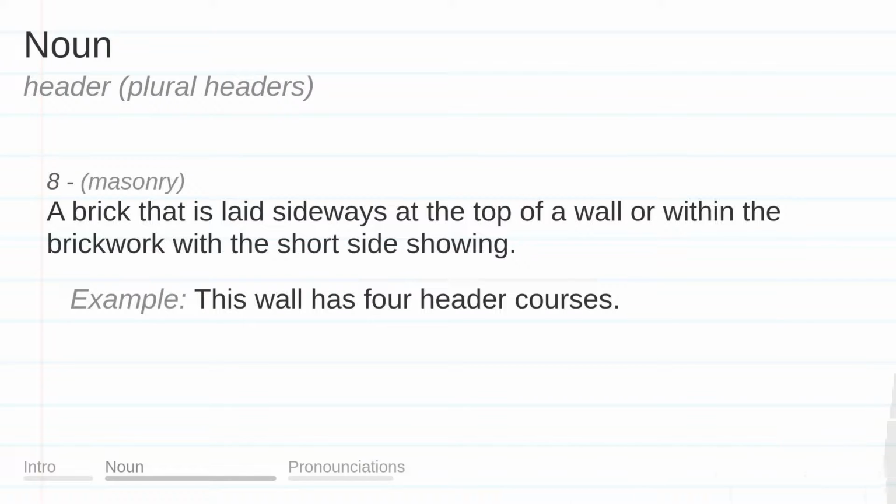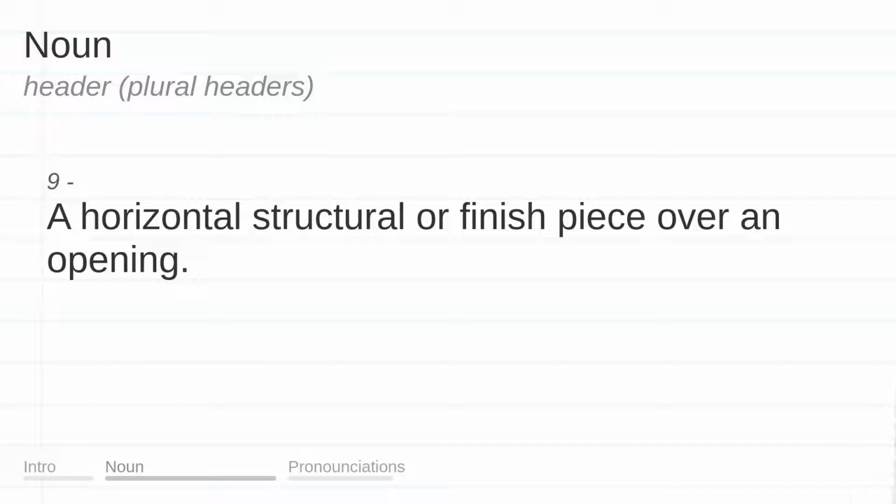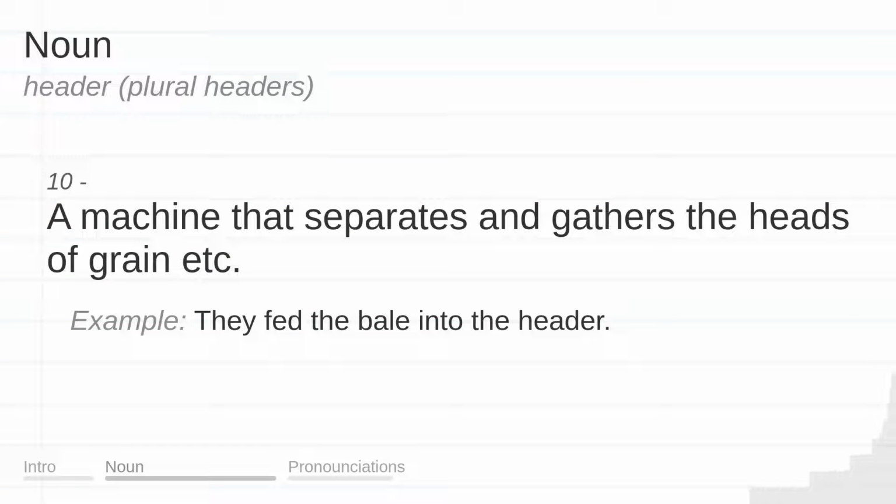A brick that is laid sideways at the top of a wall or within the brickwork with the short side showing. Example: This wall has 4 header courses. A horizontal structural or finish piece over an opening. A machine that separates and gathers the heads of grain, etc. Example: They fed the bale into the header.